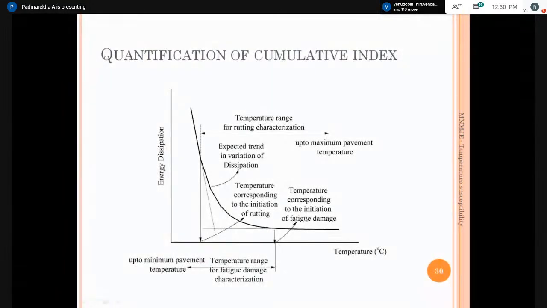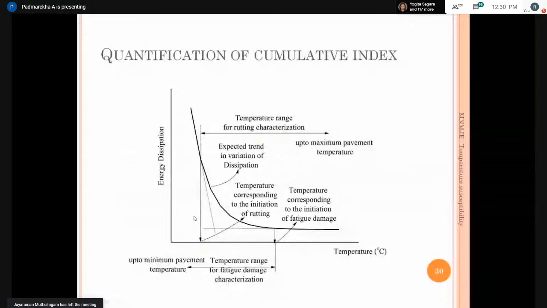Now again, for fatigue cracking, I define a maximum temperature above which the pavement will never crack. From this maximum temperature range, I measure the cumulative energy dissipation to measure the fatigue cracking. So it's cumulative and does not depend on only one temperature. It's a cumulative energy dissipation from an extreme temperature. So I need to define an extreme temperature for rutting and an extreme temperature for fatigue cracking to rank the binder for rutting and fatigue cracking. So this work is in progress.